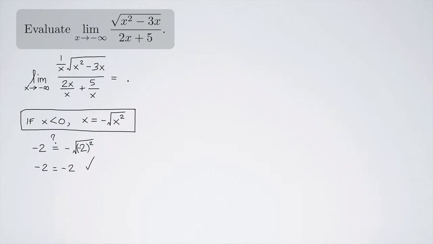So this is the same thing as saying the limit, and again, keep writing limit up until you actually take the limit, of x approaching negative infinity of negative 1 over the square root of x squared times the square root of x squared minus 3x. And in the denominator, we're going to have 2 plus 5 over x, if I cancel those x's there.